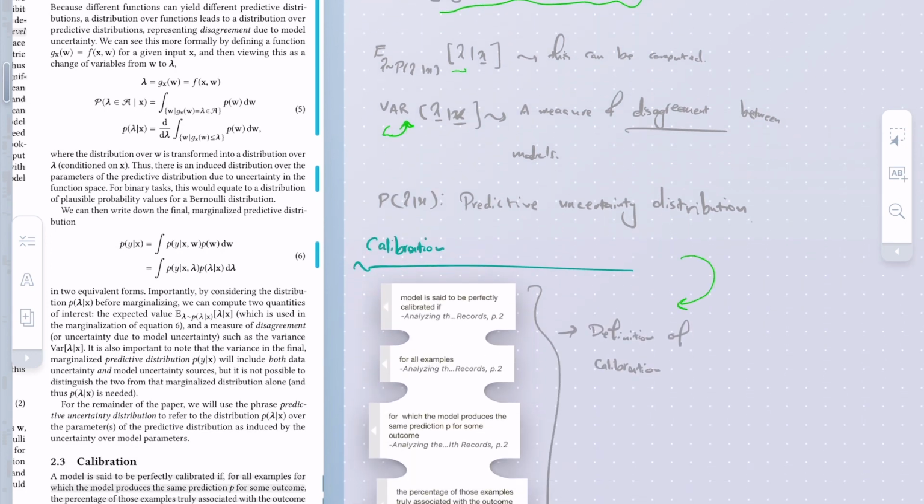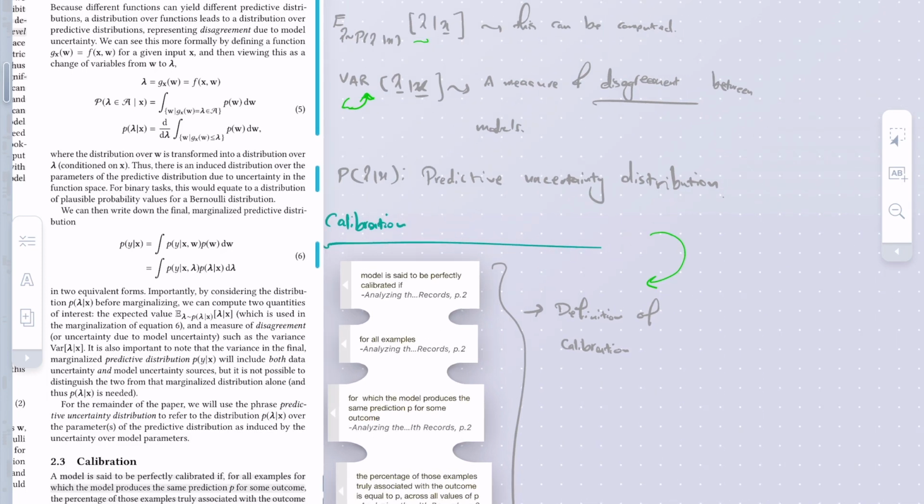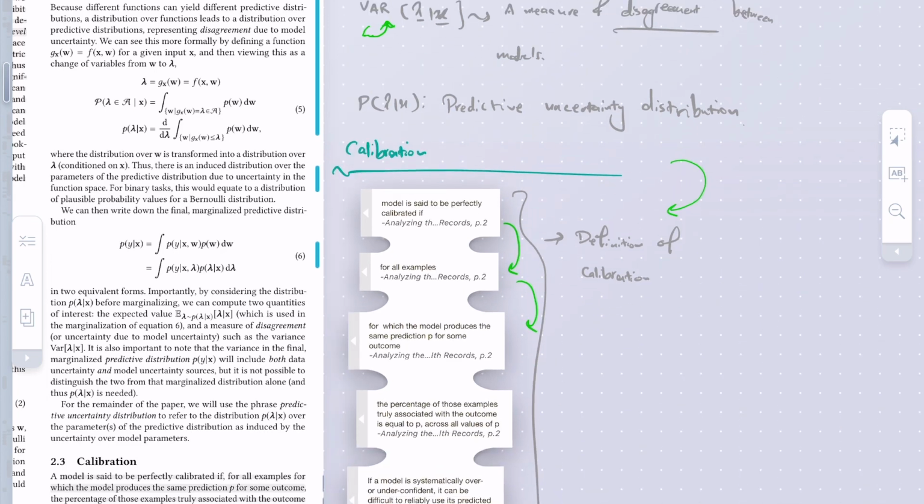Now we can go to the concept of calibration. A model is said to be perfectly calibrated if, for all examples for which the model produces the same prediction p for some outcome, the percentage of those examples truly associated with the outcome is equal to p across all the values of p. If a model is systematically over or underconfident, it can be difficult to make reliable use of it, specifically in the field of medicine.